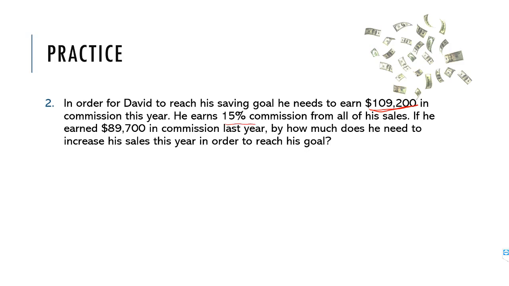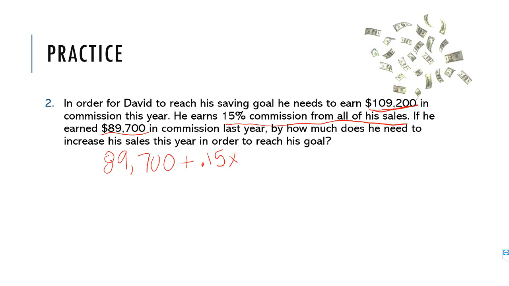He earns 15% commission from all of his sales. And this is how much he made last year. So we want to know by how much he needs to increase his sales. So in addition to the amount that he made last year, he's going to need to make some more sales than last year. So we're going to add on 15% of his commission times the number of sales. Let's go ahead and call that X.